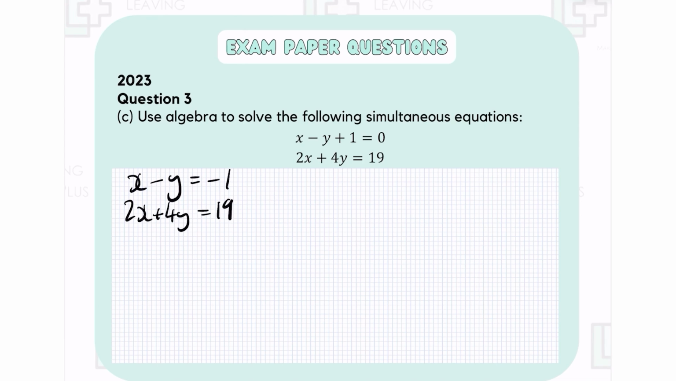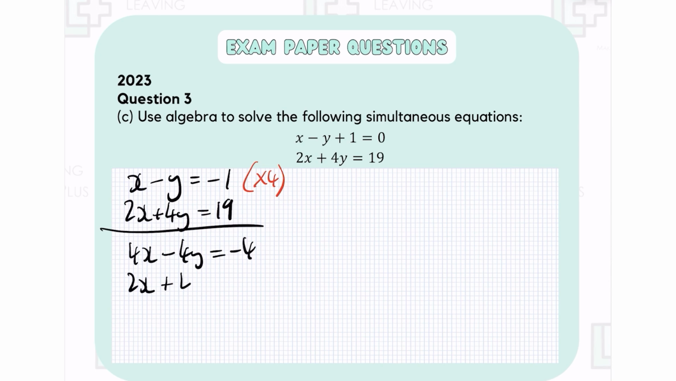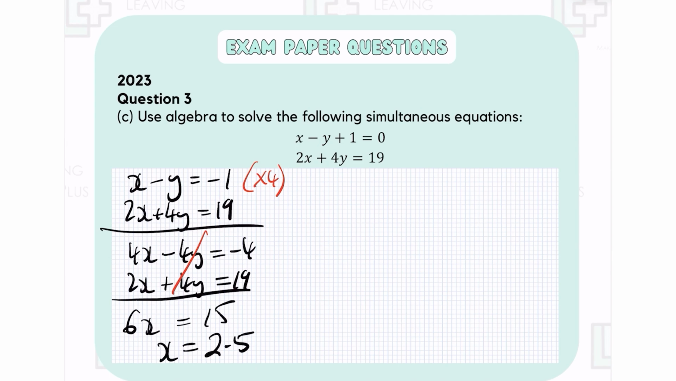So now to eliminate the y variable, I'm going to multiply the top row by 4. So this is going to leave it with 4x minus 4y equals -4. And on the bottom row, 2x plus 4y equals 19. So the y variable has gone. So it's 6x equals 15. And then even though it doesn't go in evenly, that's okay. 15 divided by 6, 2.5 or 5 over 2.